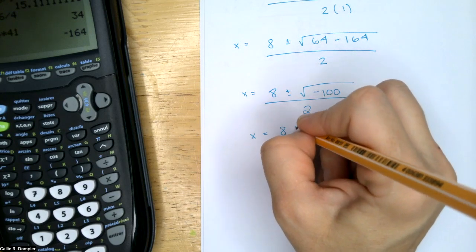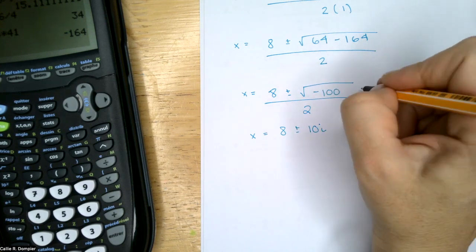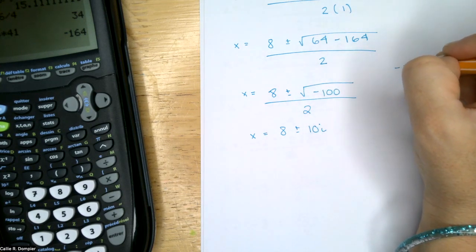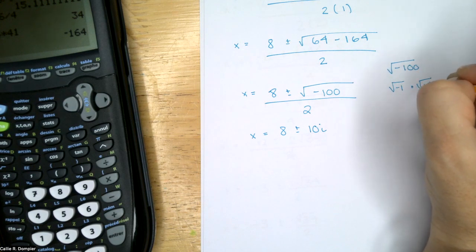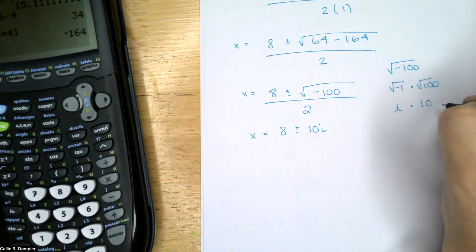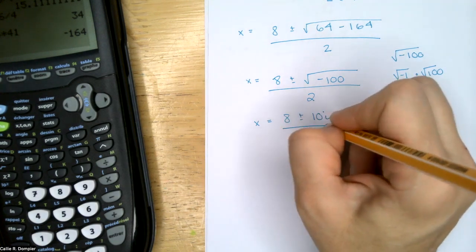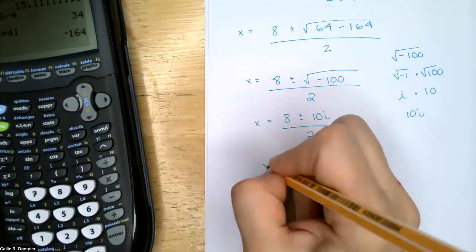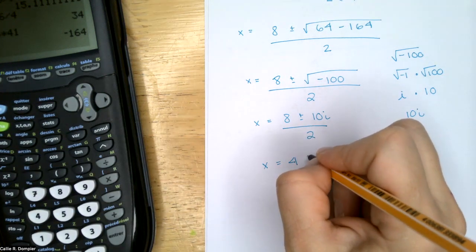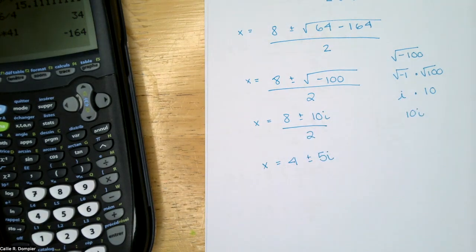We saw that the square root of -100 is 10i, right? Because -100 becomes -1 and 100. -1 becomes i. 100 becomes 10, and it's just 10i. Good. Divided by 2. Now we can't combine 8 and 10i, so we'll divide them both by 2. X equals 8 divided by 2 is 4. 10i divided by 2 is 5i. So we have x equals 4 plus 5i and x equals 4 minus 5i.